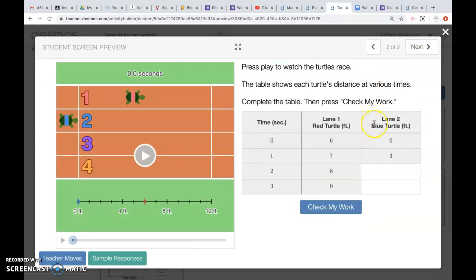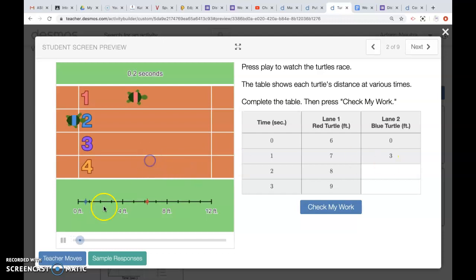Okay, now here's where we get to more mathematical stuff. It says play to watch the turtles race. It's going to be the same exact race as we just watched, but now it's giving you time and distance. So right now, lane one at 0 seconds is about 5 feet from, well, it actually says 6 feet right here. We got a table, so it gives us actual measurements. Lane one starts at 6 feet from the starting line. Now lane two starts at 0, and in 1 second it's going to be at 3 feet.